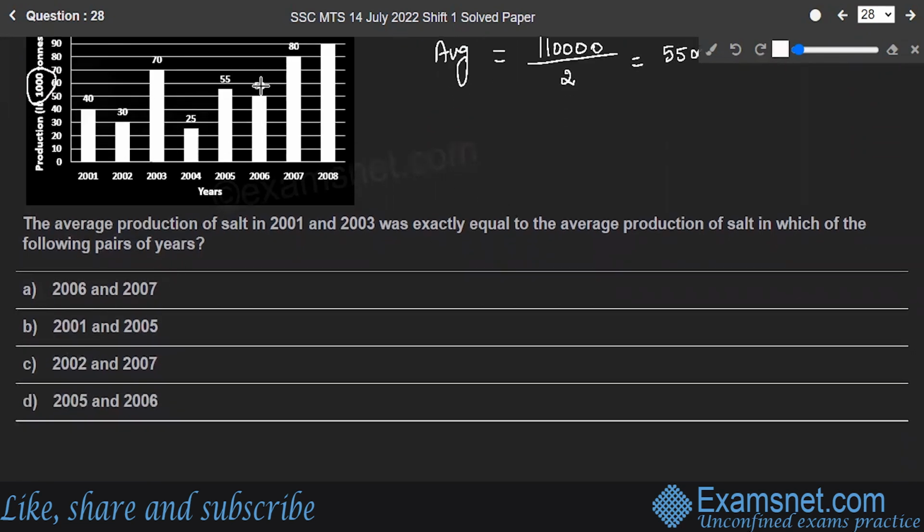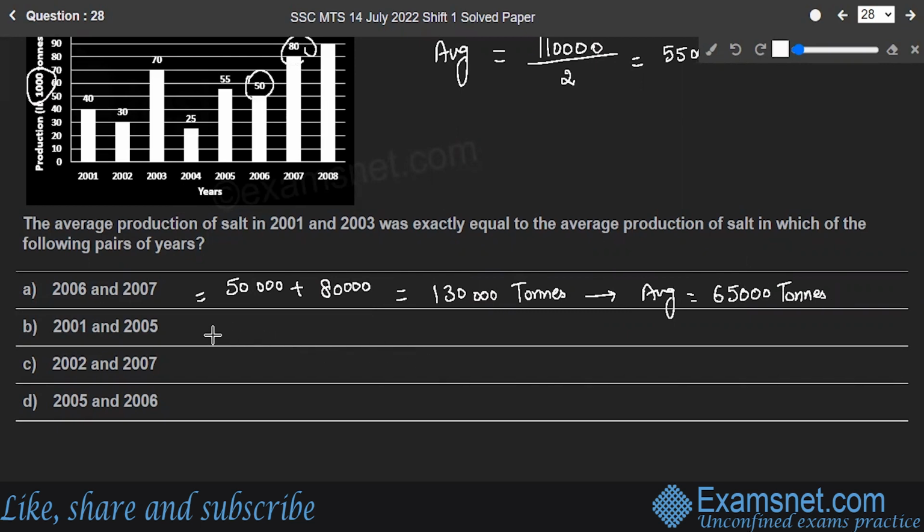Now let's find out for 2006 and 2007. For 2006 and 2007, 50,000 plus 80,000, which gives you 130,000 tons. This is the total, and the average you will find by dividing by 2. So the average will be 65,000 tons.